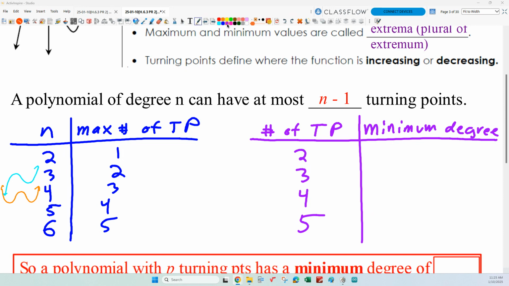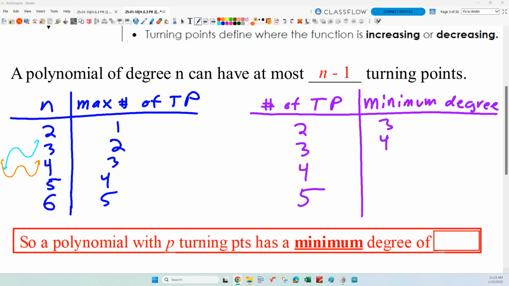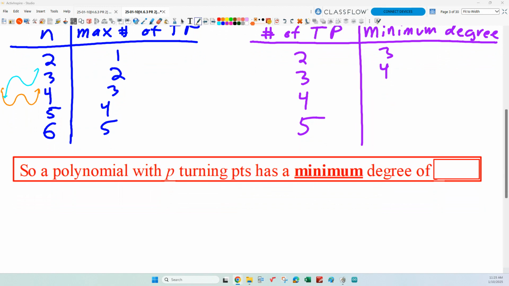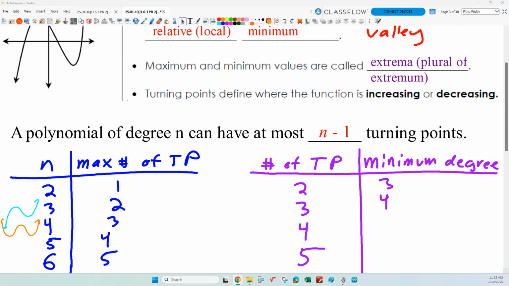You've already probably got the trend here. It's not a tough code to crack. If we see 3 turning points, what's the minimum degree that it could be? It would be 4. It could be bigger, but it can't be smaller than degree 4, and so on. So you can extrapolate: if I'm looking at a graph of a polynomial and it has p turning points, then the degree would have to be at least p plus 1. Okay, good. That's an important clue.